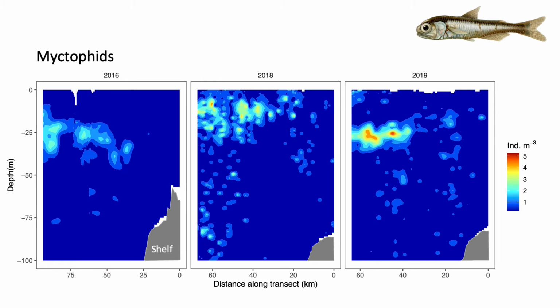As a higher trophic level example, let's look at myctophid, or lanternfish. These were distributed quite patchy, but with a clear tendency to off-shelf distribution. Looking at these distributions, we can see how underwater imaging enables us to see this kind of detail, which would likely be very difficult to sample with nets.